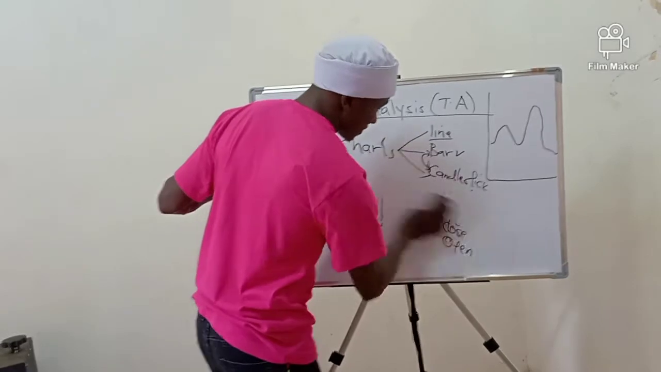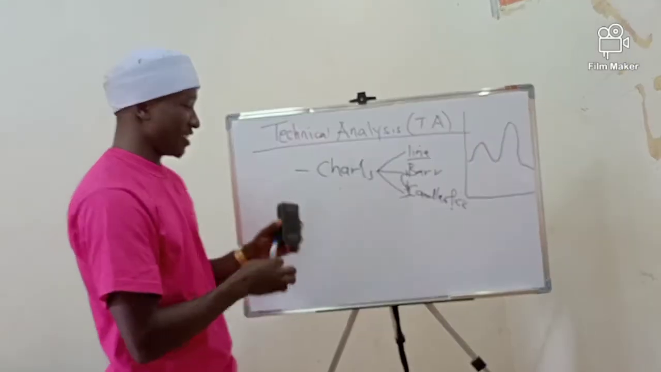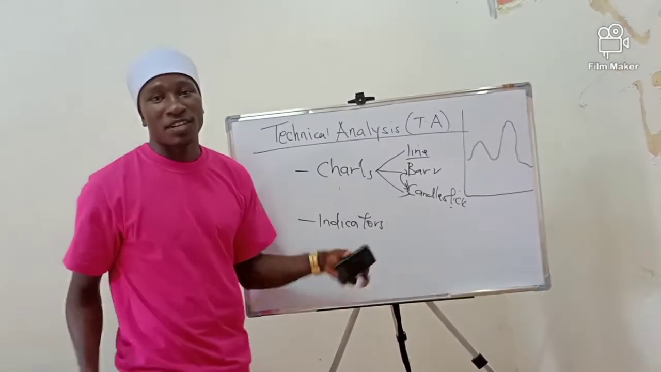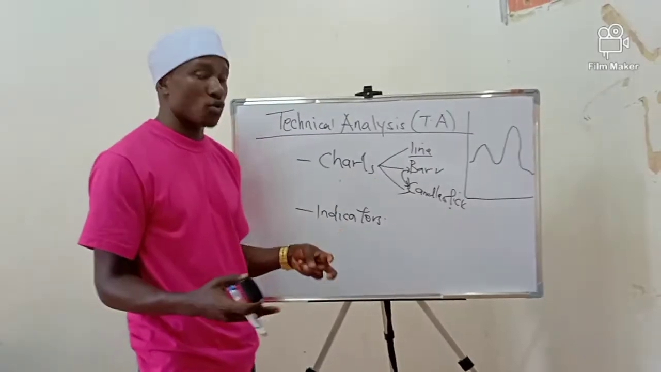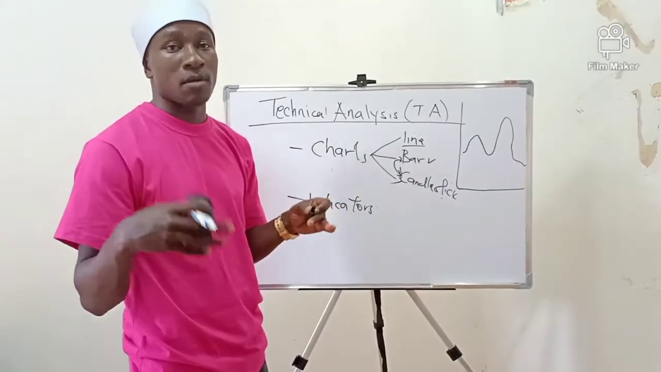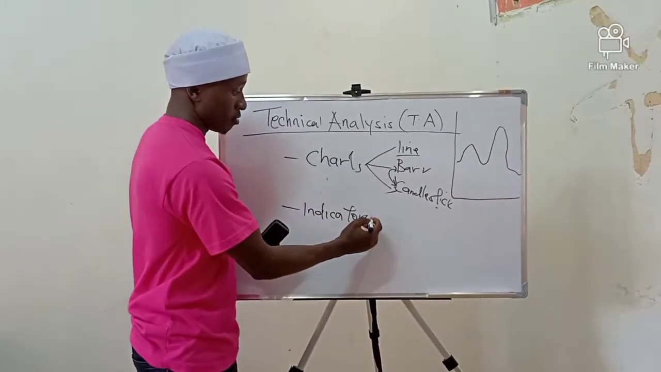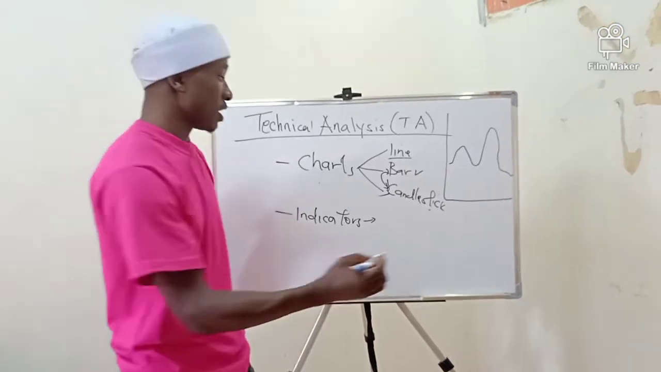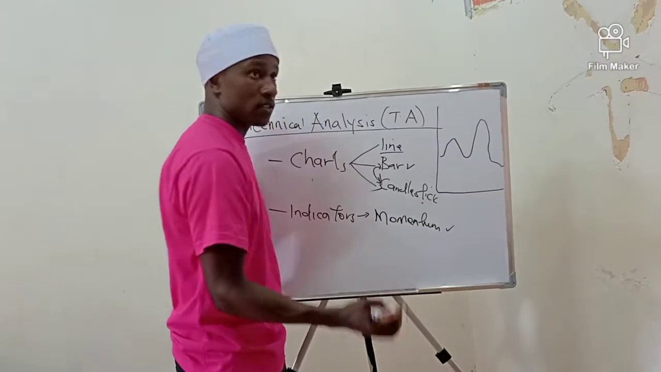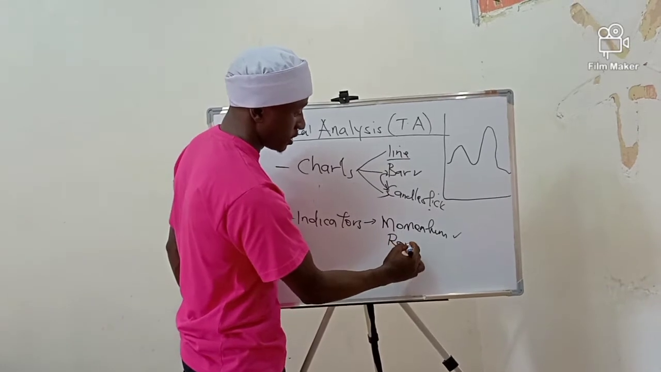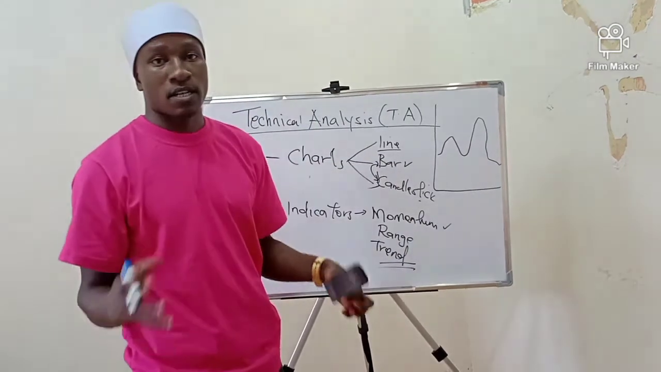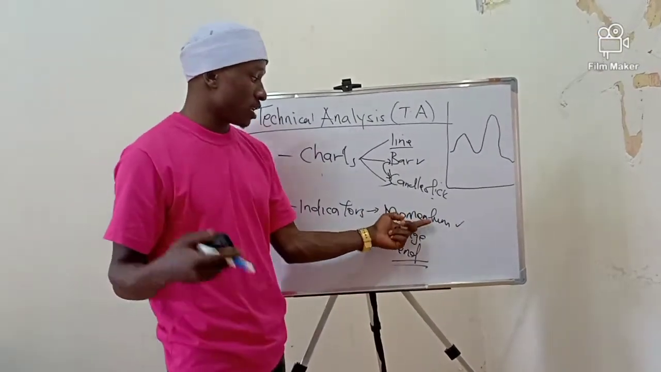Lastly, under technical analysis, we are going to look at the indicators. Now, indicators, just from the word indicator, they indicate where the market is headed or where the market will go after some minutes, some hours. And the main work of indicators is that they will tell you the momentum of the market when the market is moving in a range, or when the market is trending.